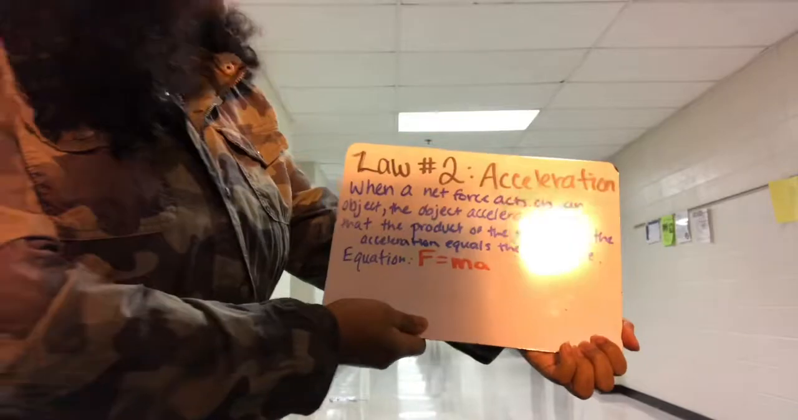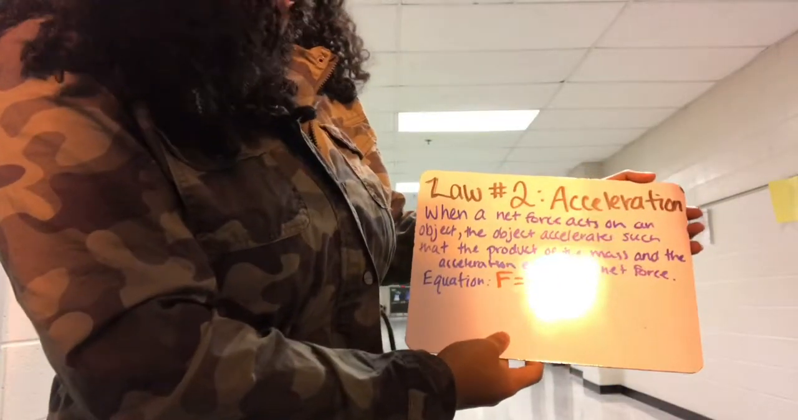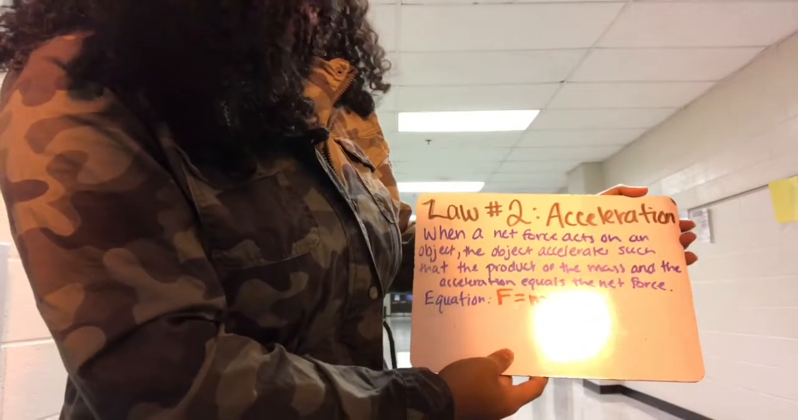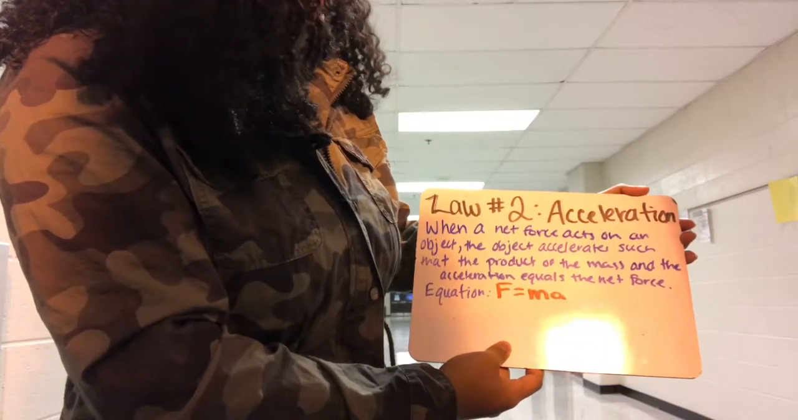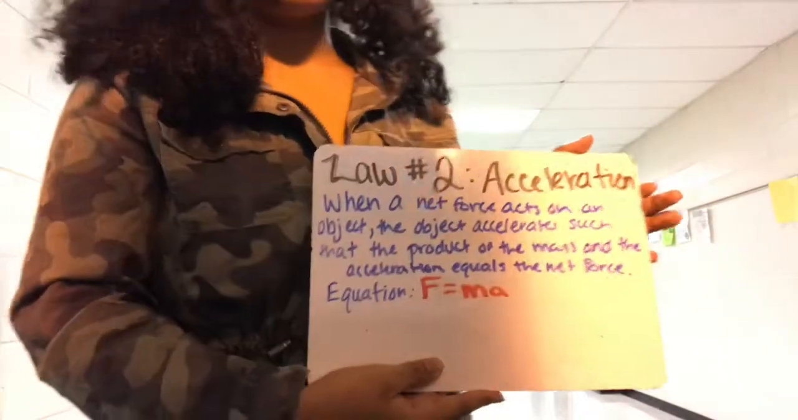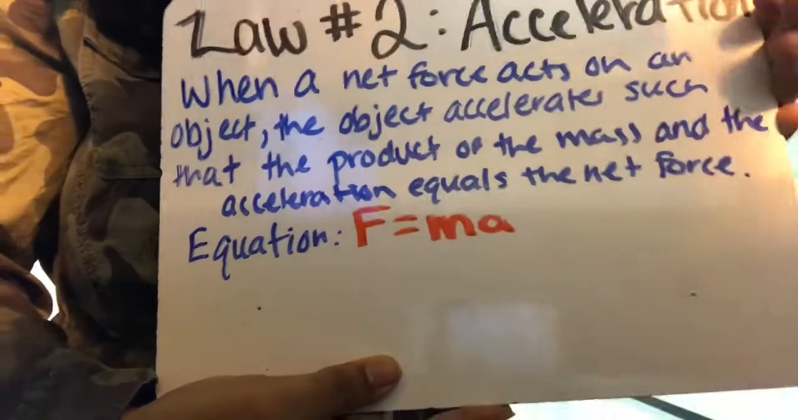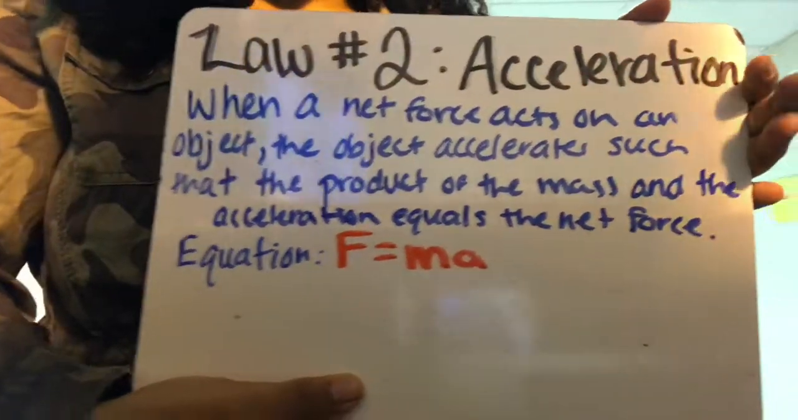Law 2. Acceleration. When a net force acts on an object, the object accelerates such that the product of the mass and the acceleration equals the net force. The equation for Law 2 is force equals mass times acceleration.